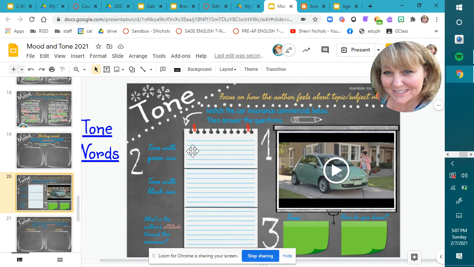And then we have tone focus. And what you're going to do is focus on how the author feels about a topic or a subject with their tone words. Watch the car insurance commercial below, then answer the questions. Tone with the green car, tone with the black car. What is the author's attitude towards the insurance? So you're going to watch this short video. Again, be on a device that will let you watch the YouTube videos. What's the overall tone of the commercial? And then how do you know?